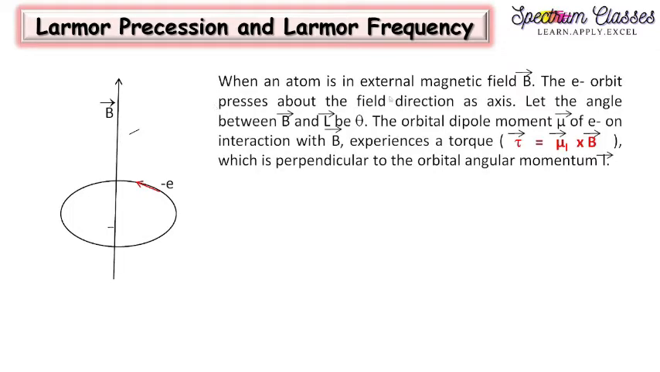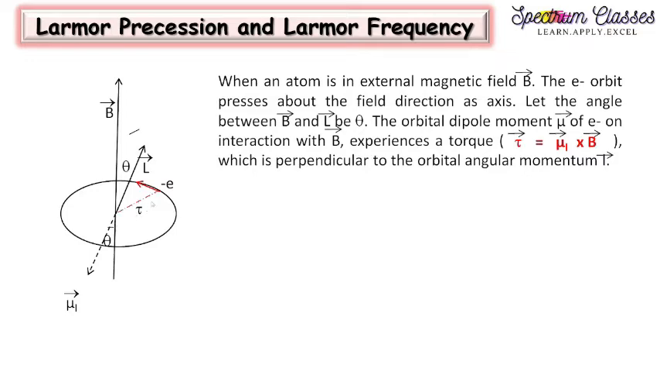And so when an atom is in the external magnetic field B, the electron orbit precesses about the field direction as axis. B will be the axis of precession. Let the angle between B and L be theta. The orbital dipole moment also makes angle theta, right? Because it is just opposite to the orbital angular momentum. So it experiences a torque that is shown over here.